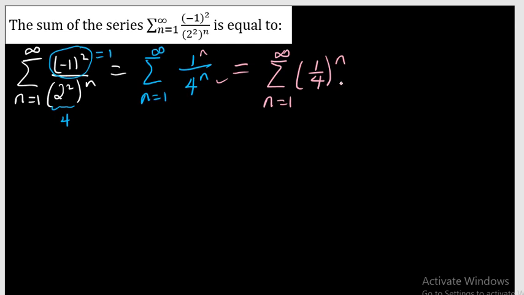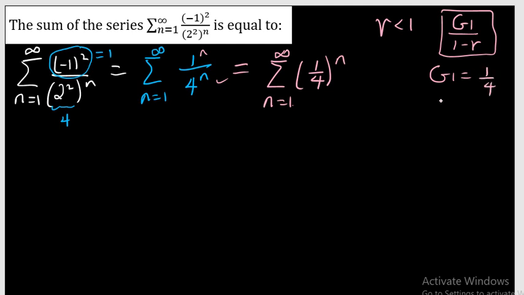Now this is an infinite series starting from 1, so the common ratio obviously will be less than 1, so we can apply the formula g1 over 1 minus r. This time, what is g1? By substituting 1 in place of n, we get 1 over 4, and the common ratio will be 1 over 4 as well.